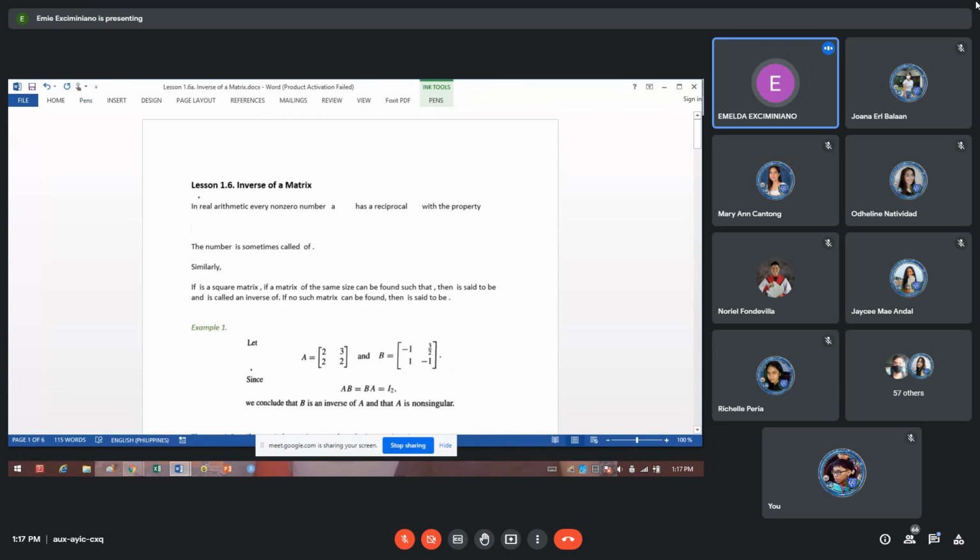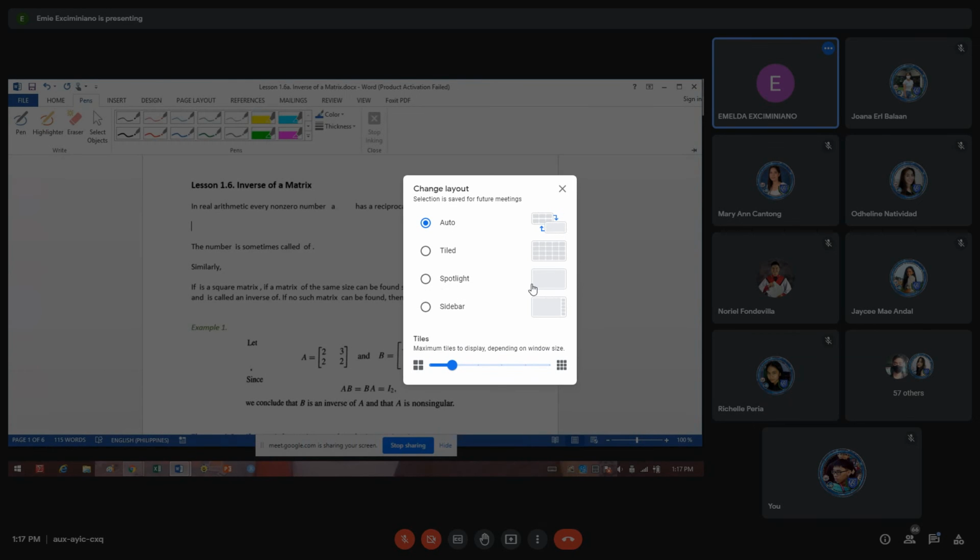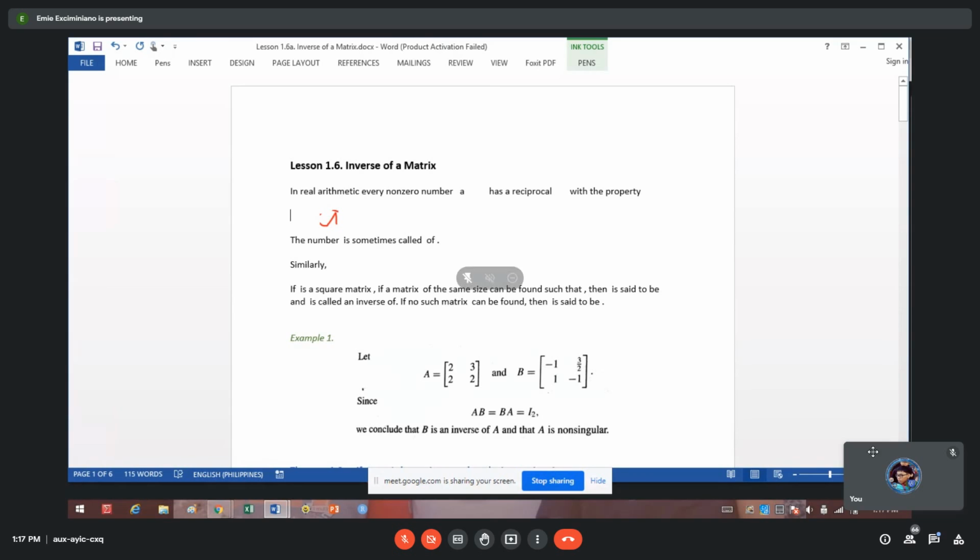Sino si Boknok na yan? Bornok. So, pens. Try natin. Okay. Ayan. Sumulat naman ng konti. Nakisama naman.